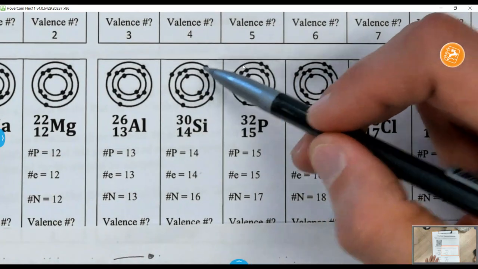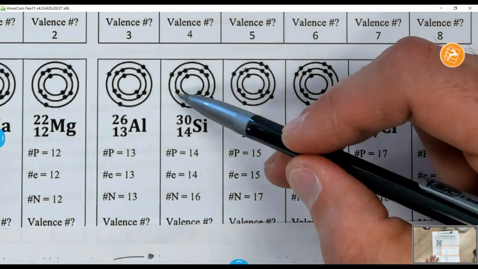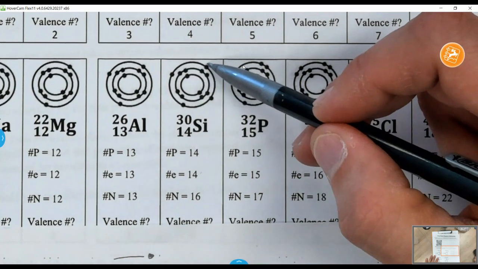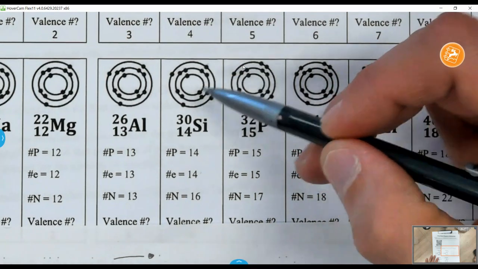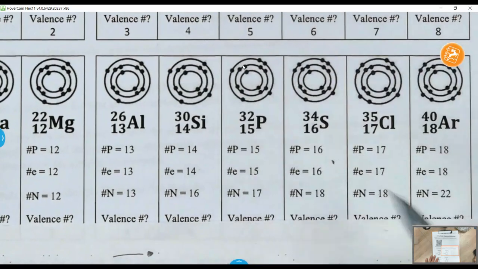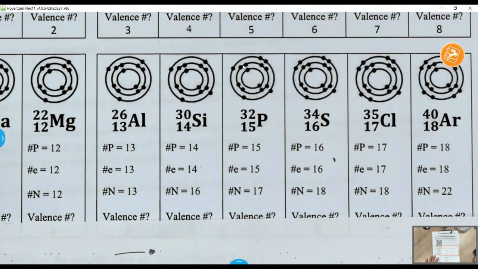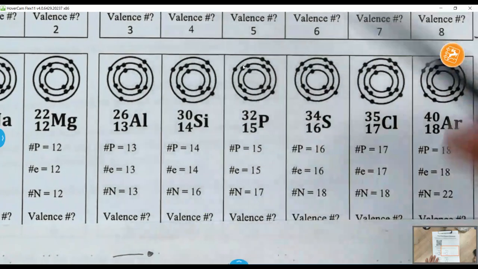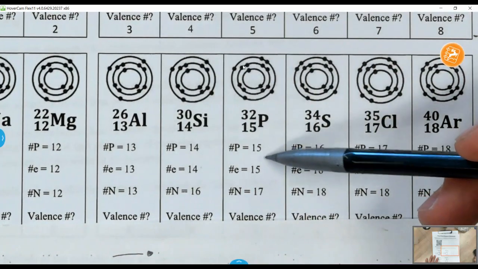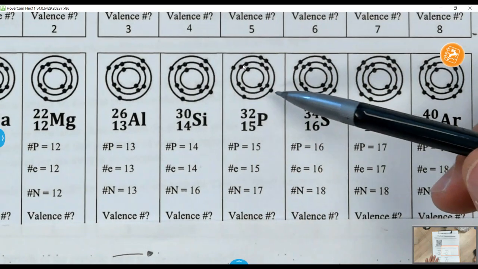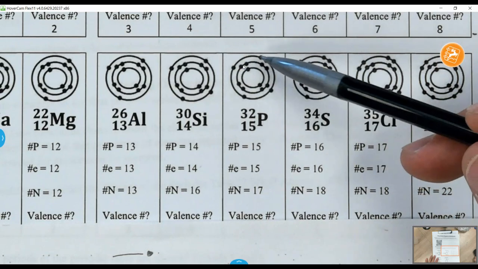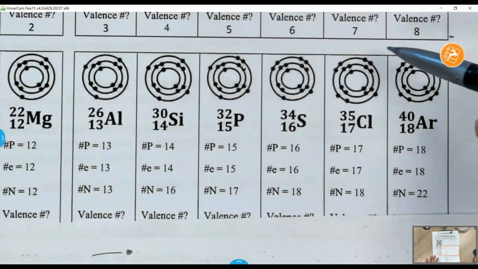Okay, 2 in the first. 1, 2, 3, 4, 5, 6, 7, 8. That would be a total of 10 now. And this would be 11, 12, 13, 14. So there's 4 in the outermost energy level for silicon. All right, we kind of continue to go through. Phosphorus 15, 15, 17. You should have a total of 1, 2, 3, 4, 5 in the outside.